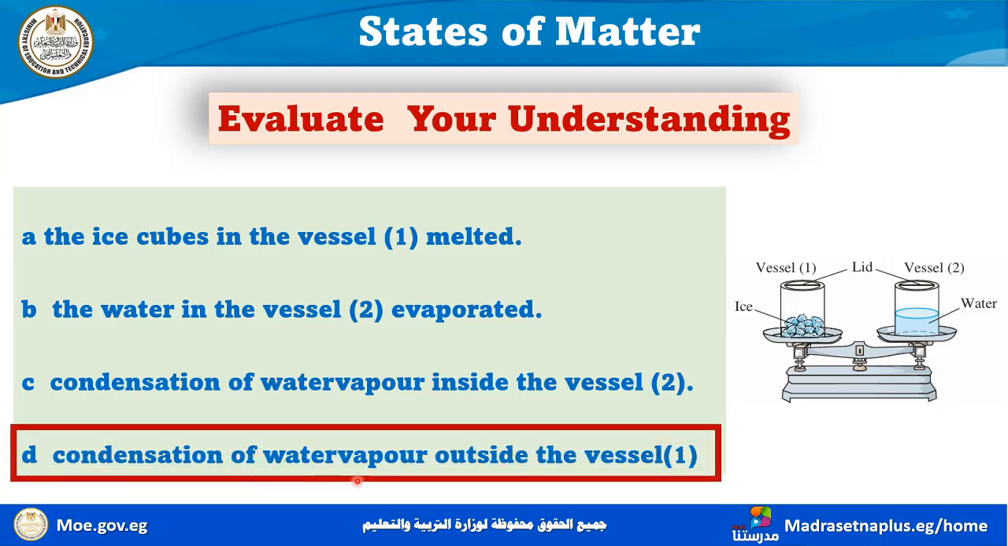Condensation of water vapor outside vessel 1. Due to the presence of cold ice inside the beaker, the water vapor outside the beaker will start to condense on the outer surface of the vessel, and this makes the mass increase in this pan and will make the pan go down due to the increasing mass of the vessel.